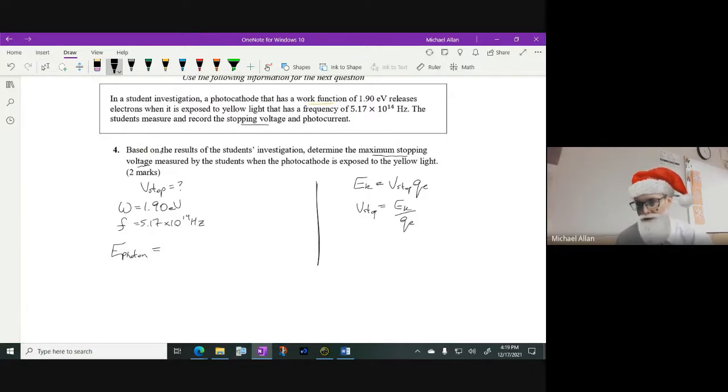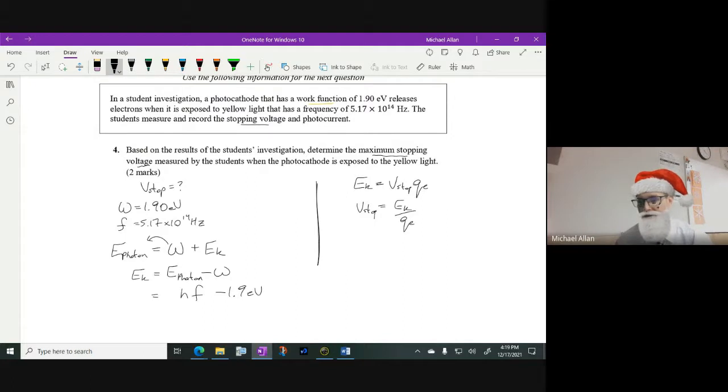But if it does get absorbed, it's going to be used to dig itself out, and then whatever's left over is going to be EK. So conservation of energy right here. What goes in has to equal what comes out. The photon energy, the electron's energy over here. I'm looking for that EK electron, so I'm just going to subtract this number over. Photon minus the W. Okay, so we know the W already, so that's 1.9 electron volts.